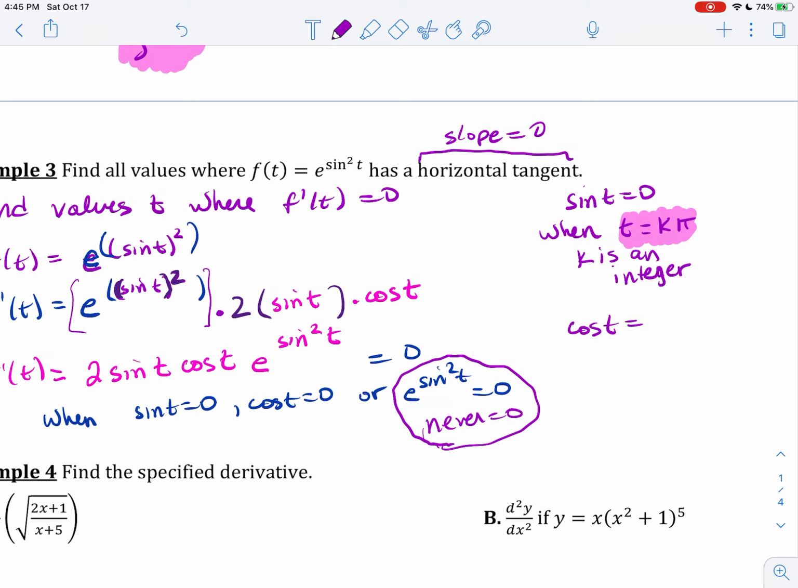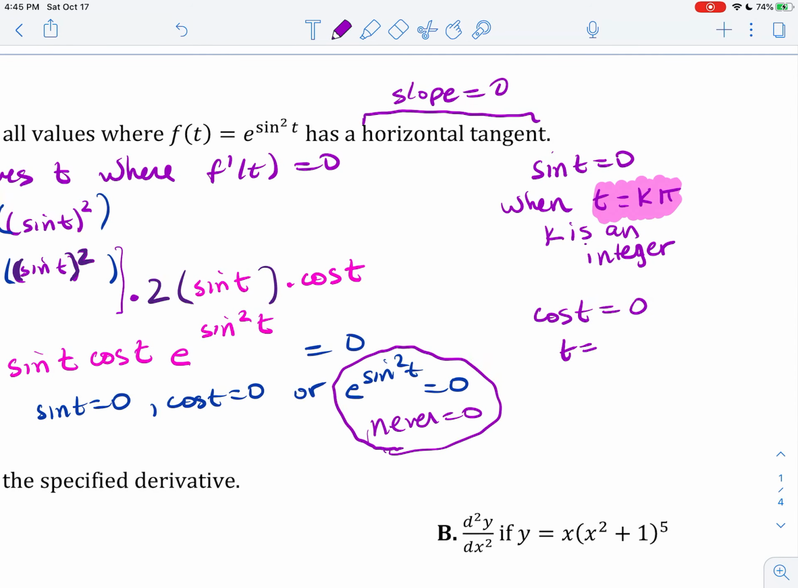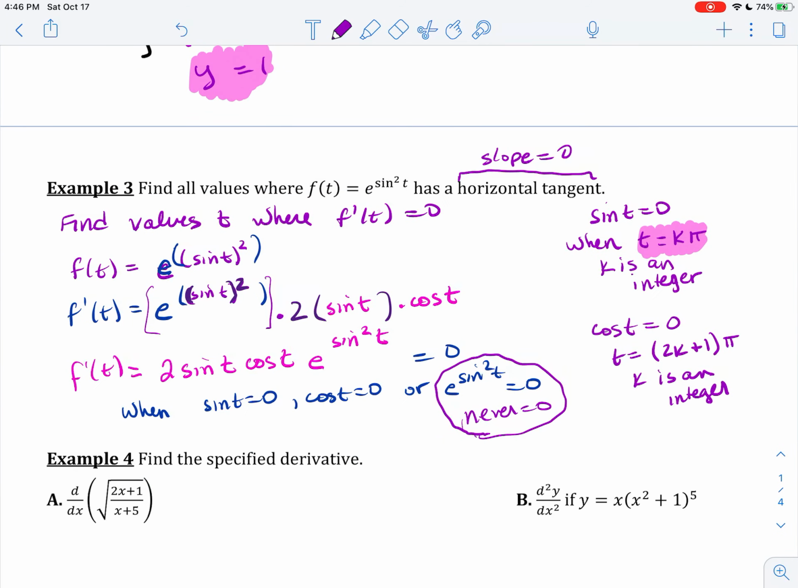And when cosine t is equal to 0, then t should equal pi over 2. That's 1 pi over 2, 3 pi over 2, and then we jump again to 5 pi over 2, 7 pi over 2. So t is going to equal, and we want to represent an odd number, so the usual we do is plus or minus 1. 2k, which is an even integer, and if we add 1, times pi over 2, where k is an integer. And those are all the values of t for this function that will have a horizontal tangent.